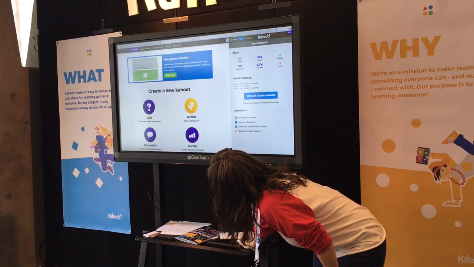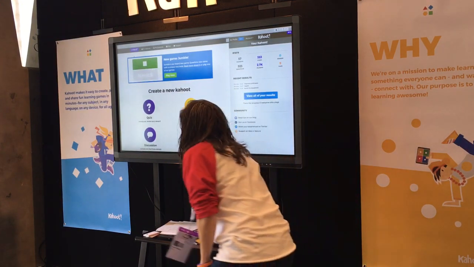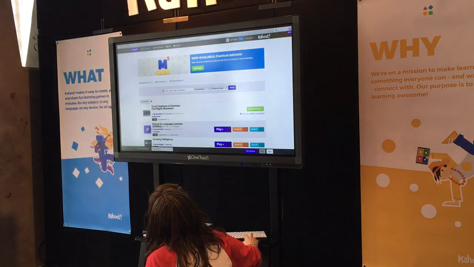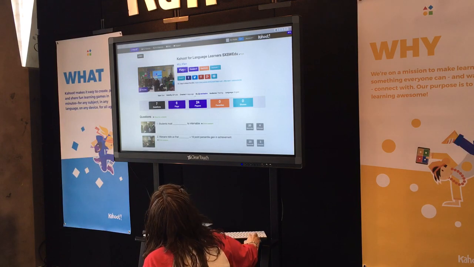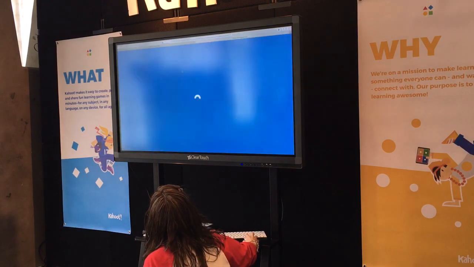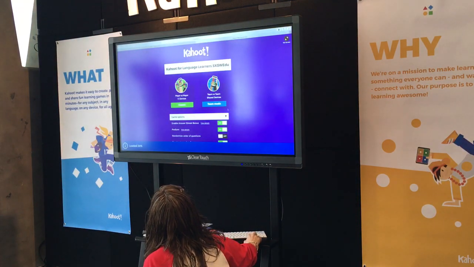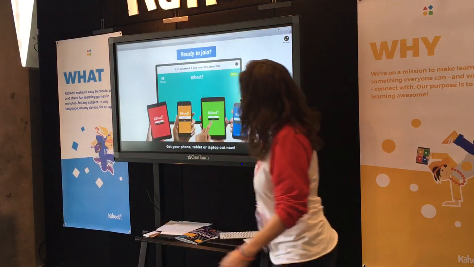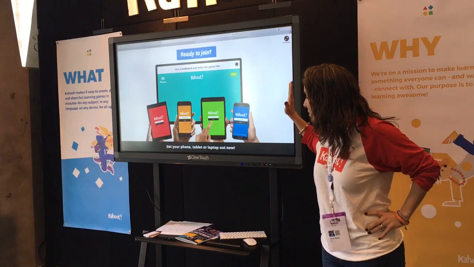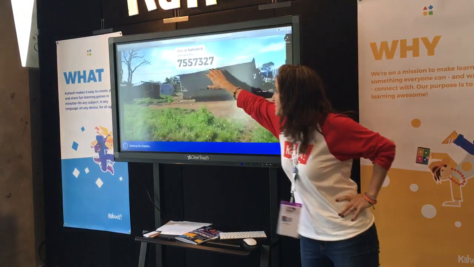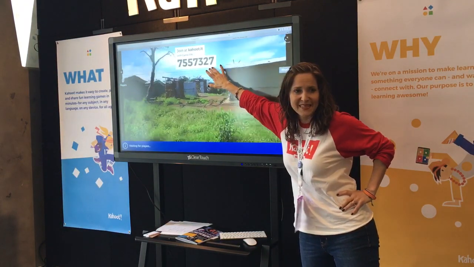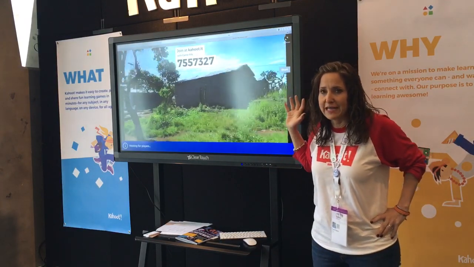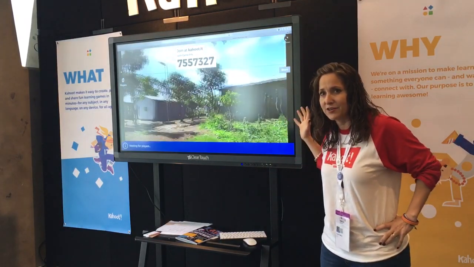I created a Kahoot for you guys just to play with me real quick so that I could talk through it. So I'm going to go to my Kahoot right here, and it would be great if you would play this Kahoot with me so that I can show you some things. If you have a device, go ahead and log in. Here's the pin.